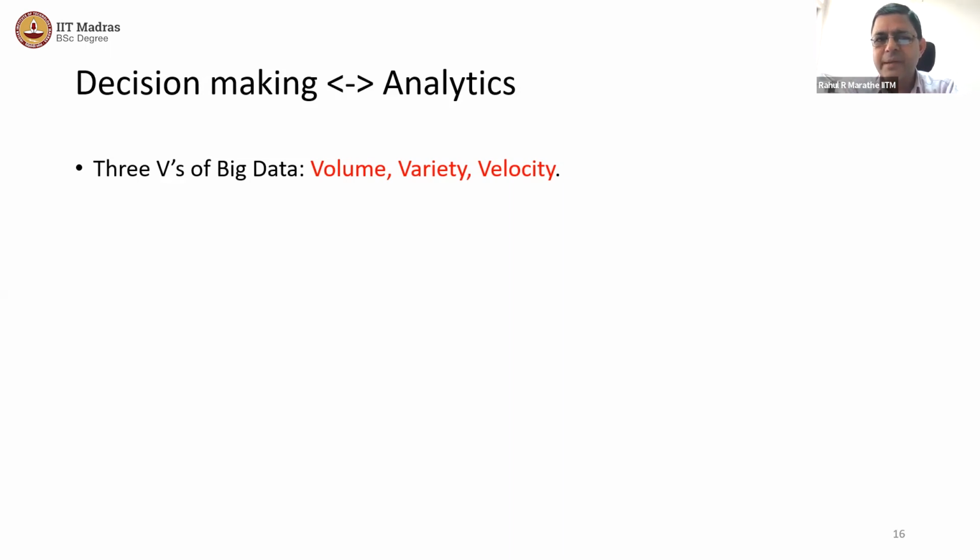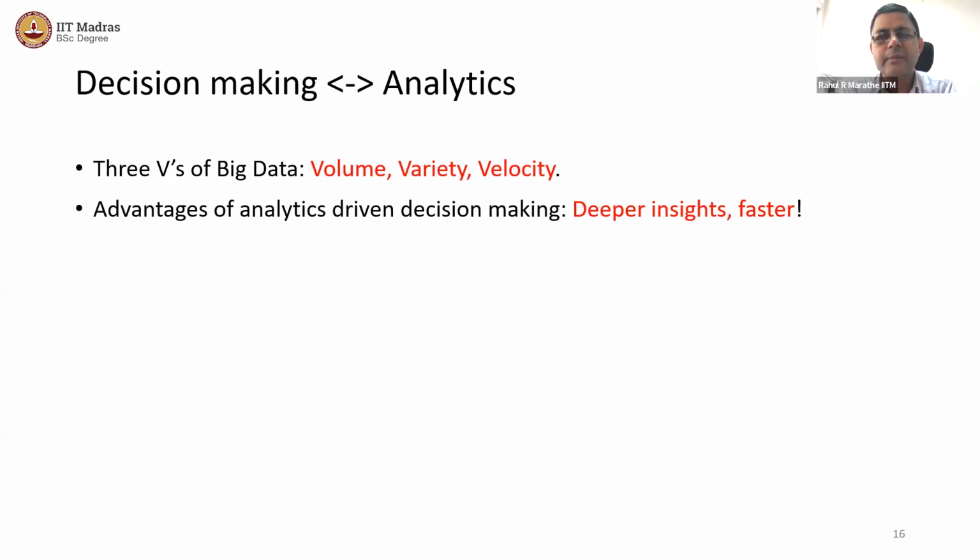How does analytics help in better decision making? Because analytics can drive deeper insights faster, right? I can get much better insights and I can get them faster. That's the advantage of analytics. Will I not take the same decision, which is a good decision, without analytics? Yes. The problem is I will probably take longer to reach there, or I may not reach that level of depth of understanding that I am able to reach with the help of analytics, right?